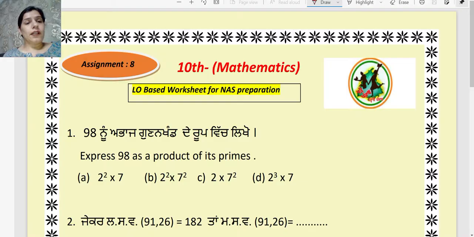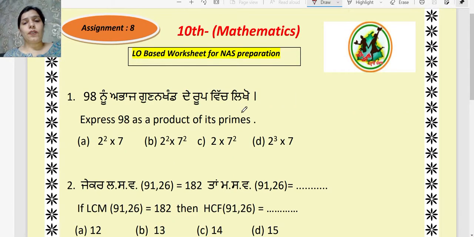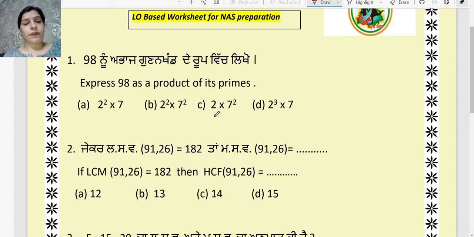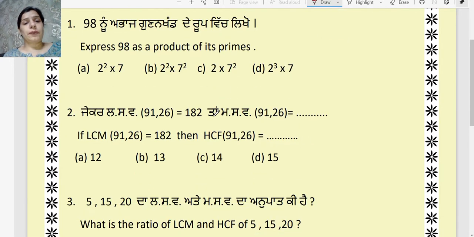So starting with our assignment number 8, class 10th mathematics, LO based worksheet for NAS preparation. Question number 1, you have to express 98 as the product of its primes. बेटा 98 को आपने in the form of prime factors लिखना है. So you will do the method of prime factorization.